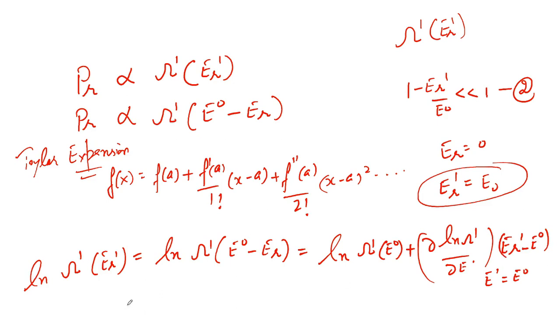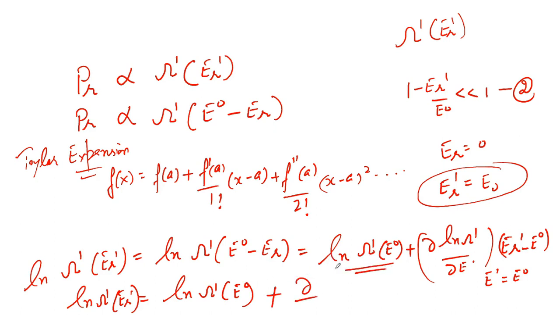So this equation, log of omega dash of ER dash, becomes log of omega dash of E naught plus the partial derivative. So using this equation, I am now rewriting it as the partial derivative with respect to E of log of omega dash.